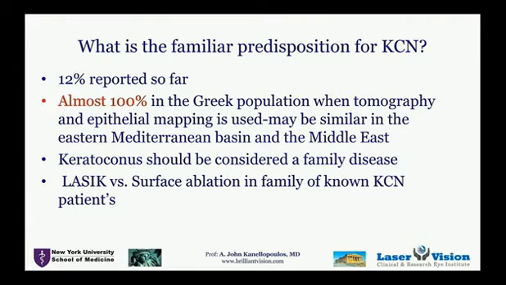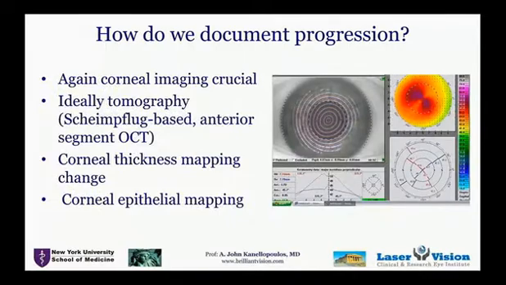And we feel that this is very similar for the Eastern Mediterranean Basin and the Middle East. So, in my opinion, keratoconus should be considered a family disease, and choosing LASIK versus surface ablation may become clinically relevant for relatives that have keratoconus and want to have laser vision correction, even in the absence of any clinical topographic sign of keratoconus. And I know this is going to ignite a lot of discussion.